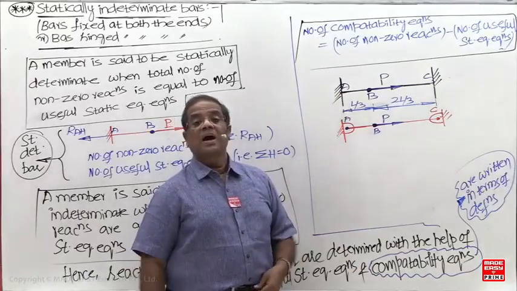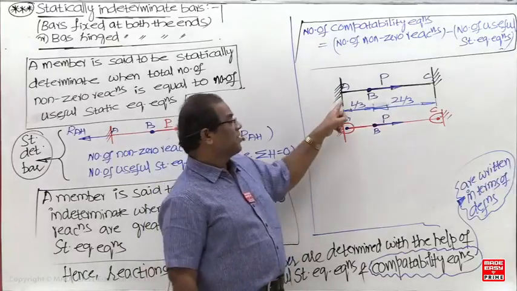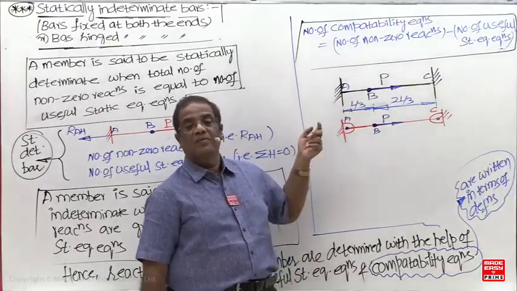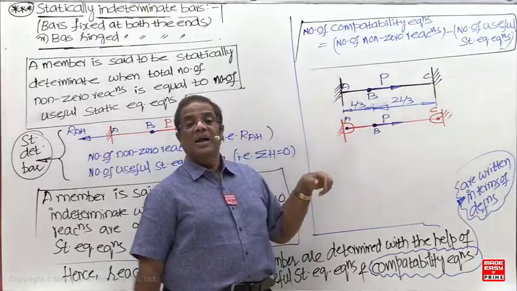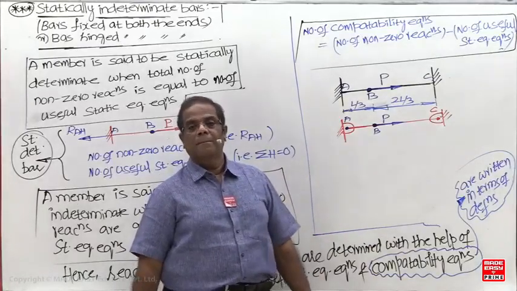But you have to see the non-zero reactions. In both cases, which reaction is 0? Vertical reaction 0. Whenever you want to get a vertical reaction, either there should be a constant point load or a constant moment required.